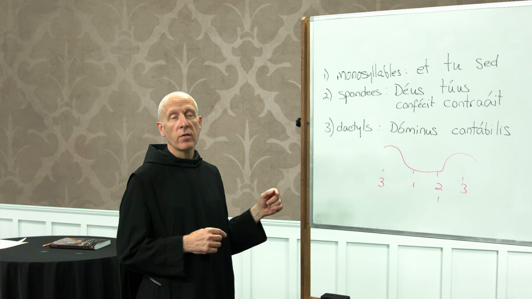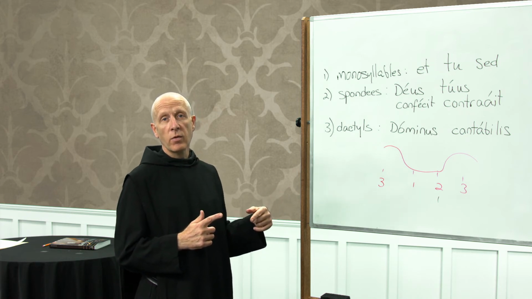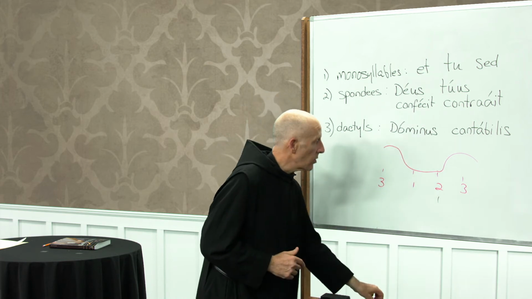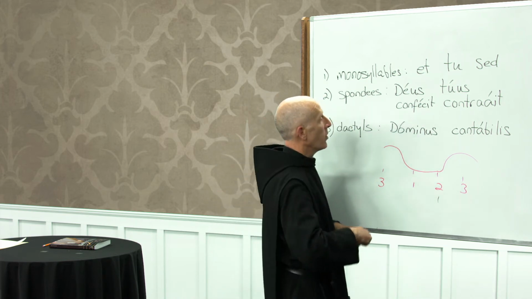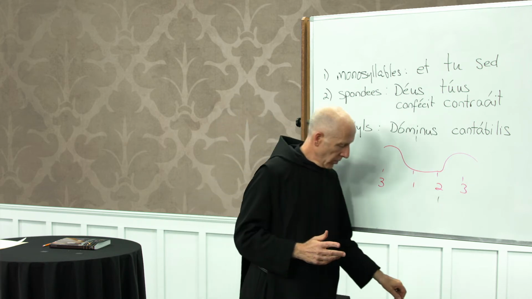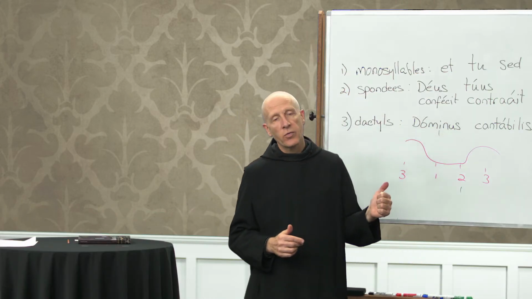The fourth rule is avoid placing an ictus on the penult, that is, the next to last syllable of a dactyl. That's no good here either. If you place it here, that at least you want to avoid if possible. So let's review those four rules.